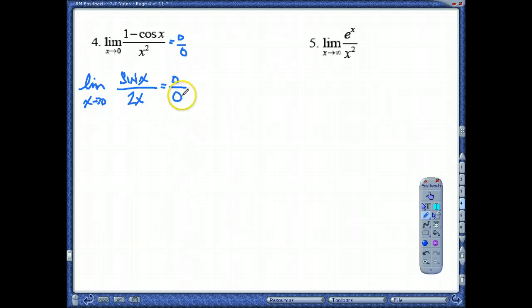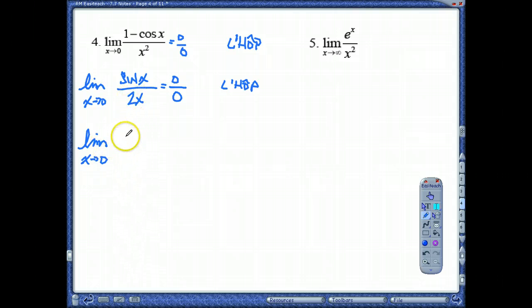What do you think this means? Oh, if you guessed, hey, I bet we can do L'Hopital's rule again, you would be very correct. So we can do L'Hopital's rule again. It's kind of like integration by parts. We can keep doing this until we don't need to keep doing this.